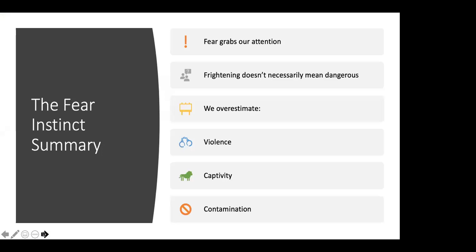The fear instinct summary: fear grabs our attention. Frightening doesn't necessarily mean dangerous. We overestimate violence, captivity, and contamination. Next, please.